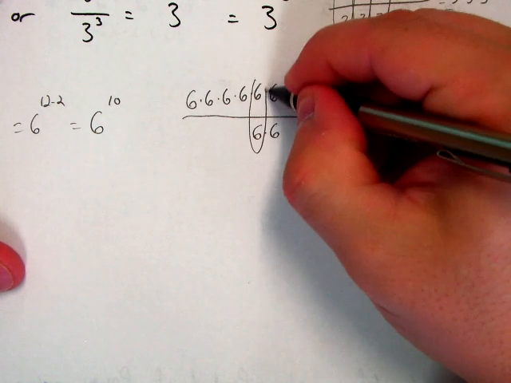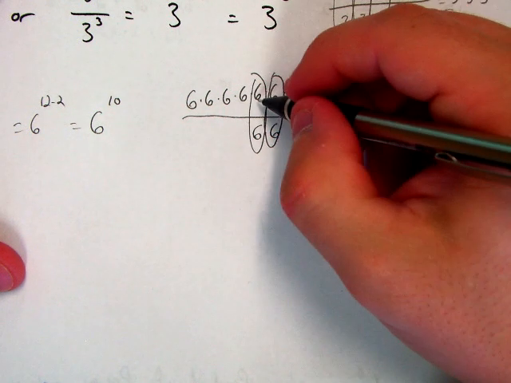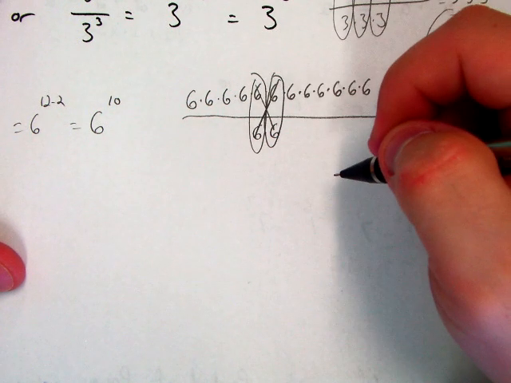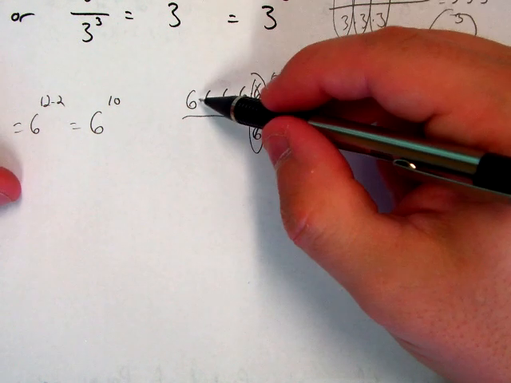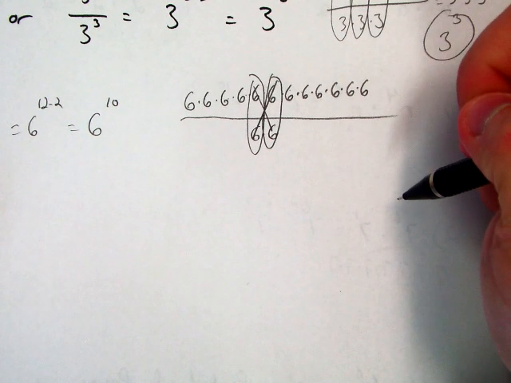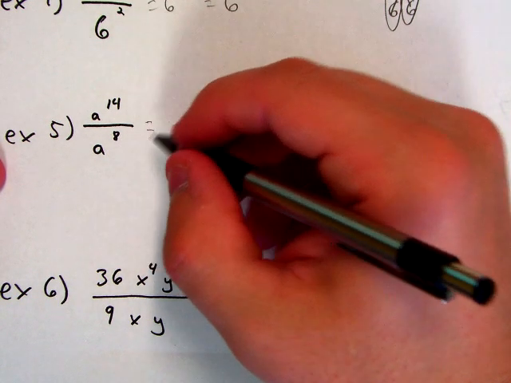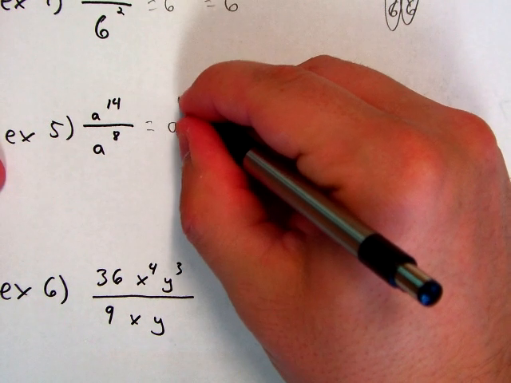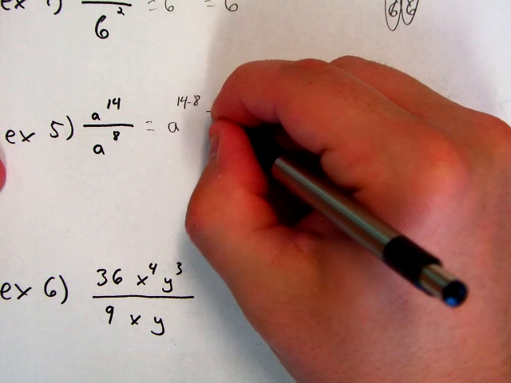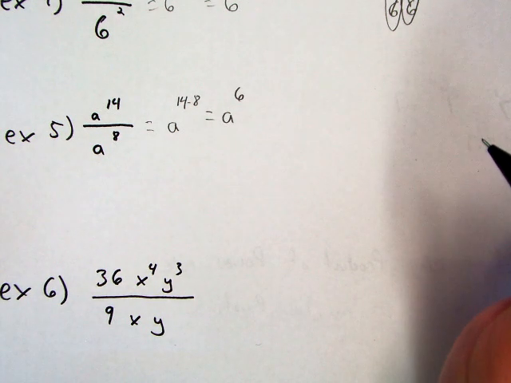Looking for common factors, here's 1, and here's 1. They simplify down to 1, so really it's like they cancel each other out. They're gone. Now we have 1, 2, 3, 4, 5, 6, 7, 8, 9, 10 left over. Example 5, a to the 14 divided by a to the 8th. We have a to the 14 minus 8, which would be a to the 6th.